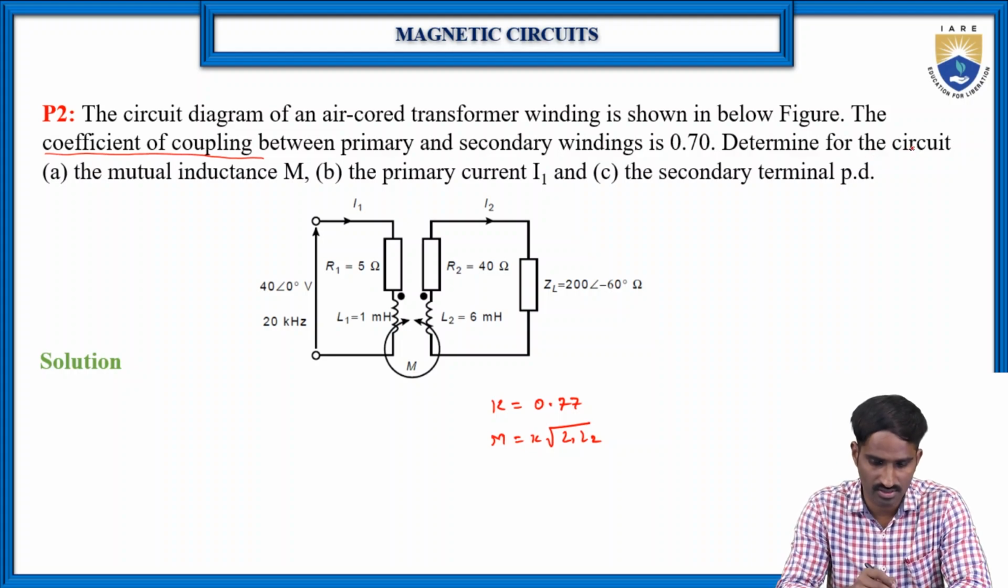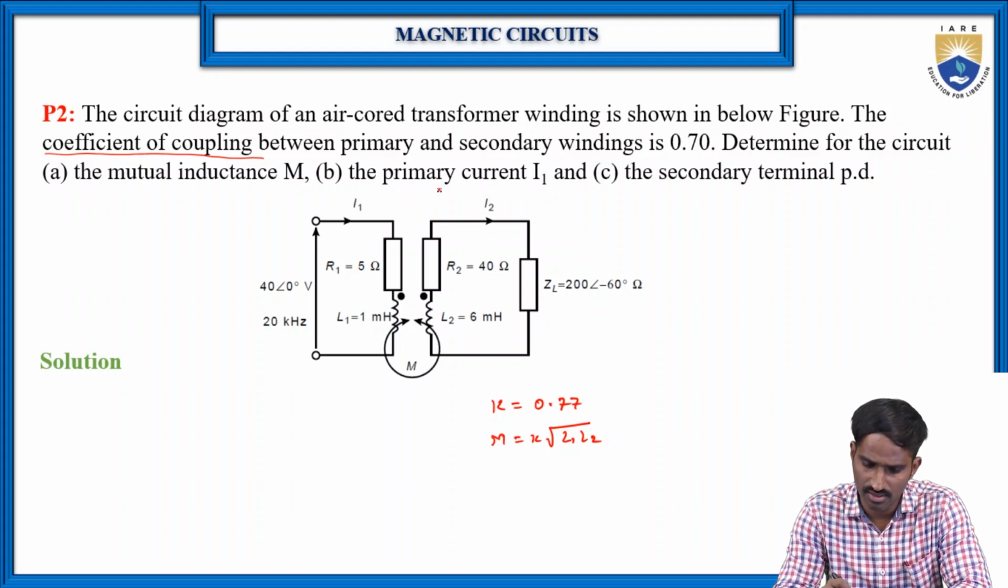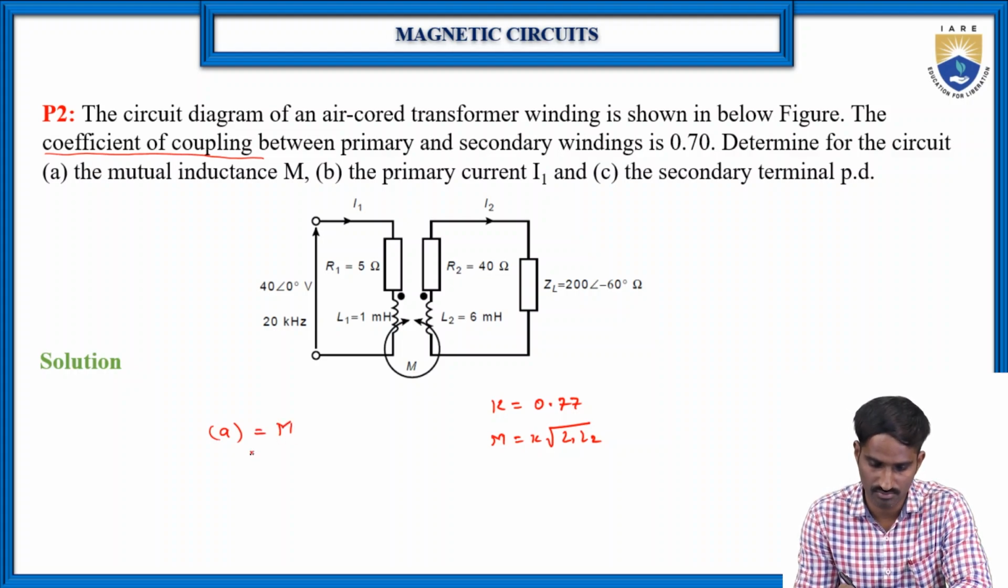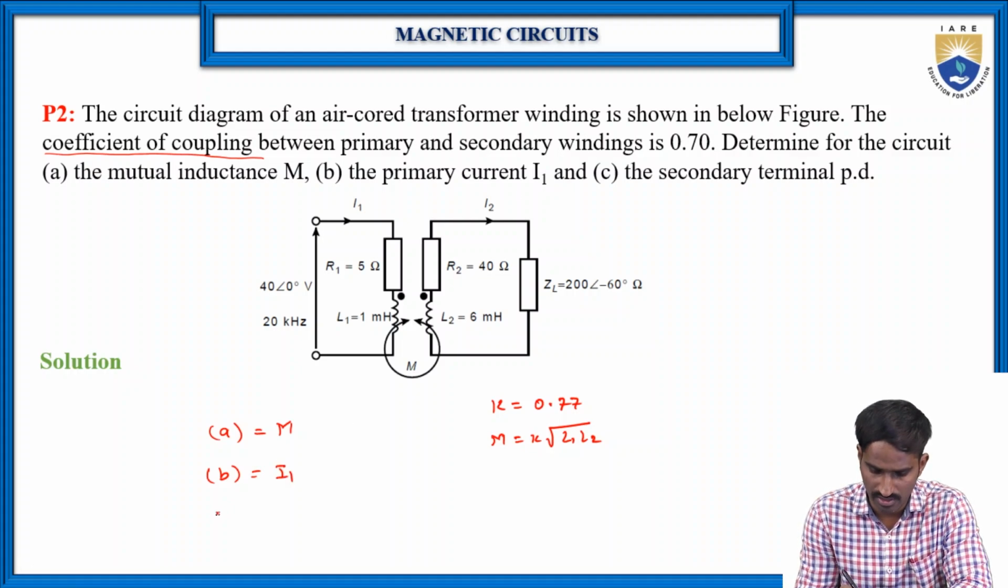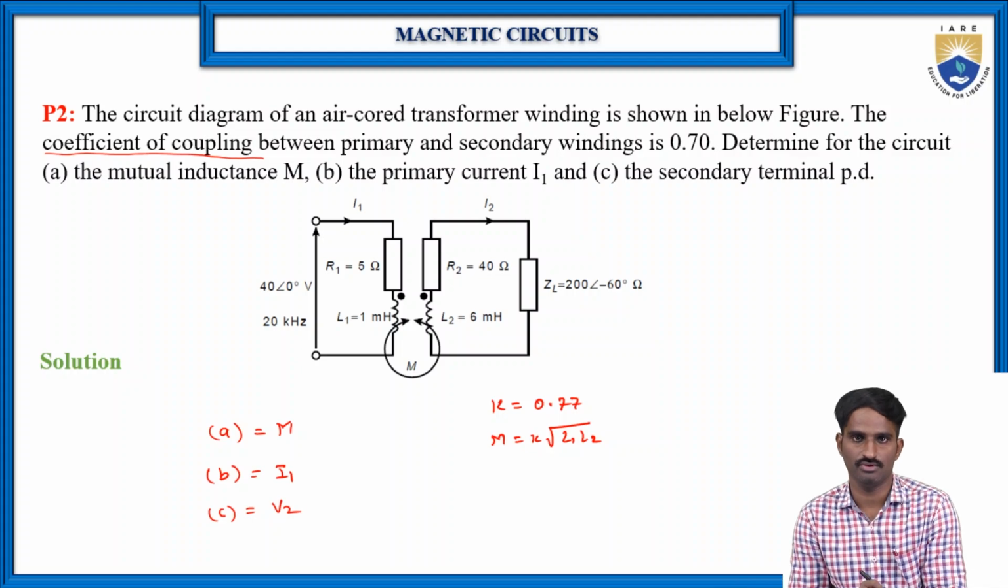Then determine for the circuit: first, the mutual inductance M; second, the primary current I1; and third, the secondary terminal potential difference. Because we now know the coefficient of coupling, we can easily find the mutual inductance. The second one is the primary current I1, and the third is the secondary terminal potential difference, which means V2. These are the three parameters that we need to find.